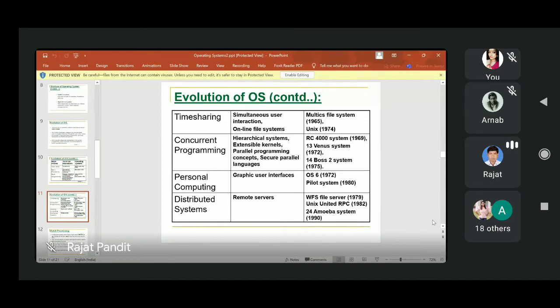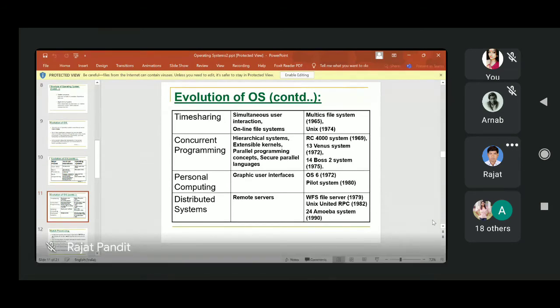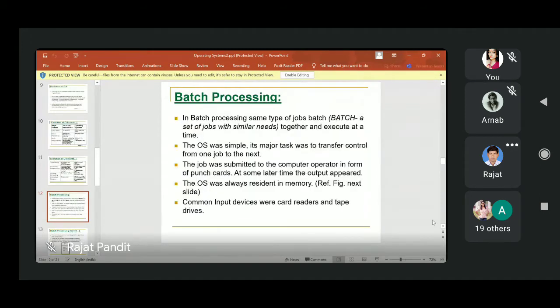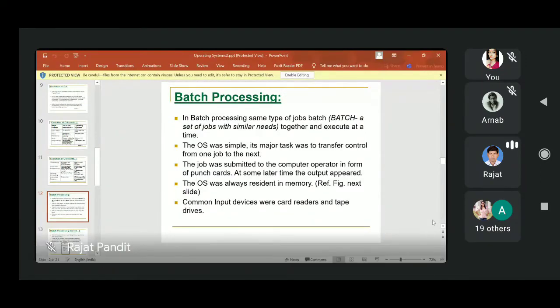Then the distributed system. In distributed systems, remote servers are there, and WFS file server, Unix United, RPC, and the Cambridge CAP system. Now, it is not in detail for your syllabus.